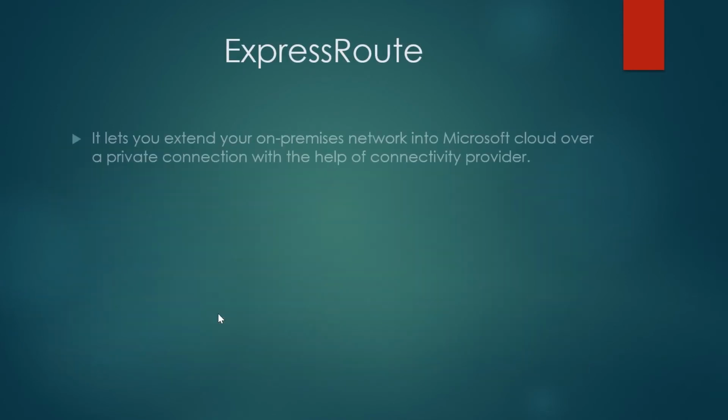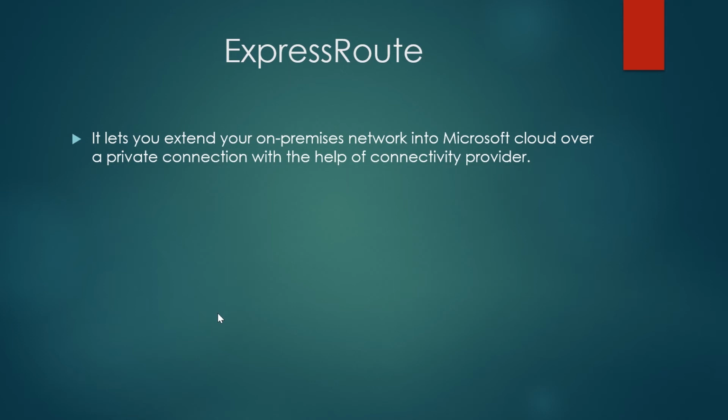Next, we have the ExpressRoute. It lets you extend your on-premises network into the Microsoft Cloud over a private connection with the help of a connectivity provider. For P2S or S2S, point to site or site to site VPN, we have seen that the traffic goes through the VPN gateway, but over the public internet. But ExpressRoute is a special service that Microsoft provides, and it is totally a private network created by Microsoft. So your data will not go to the public network, but will be totally in a private network. It is also highly fast.